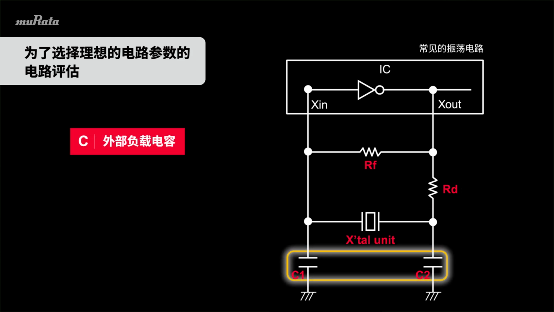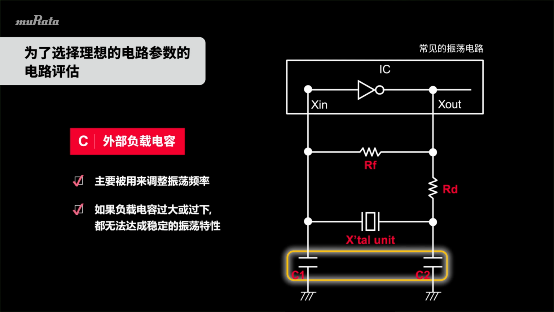Now, the role of the external capacitors C1 and C2. External capacitors are connected between the input and ground as well as the output and ground to control the oscillation frequency. Some ICs have internal load capacitors that can be adjusted through programming. Load capacitors must be accurately selected, not too small, not too large. They are an important part that directly influences the negative resistance and the oscillation frequency.